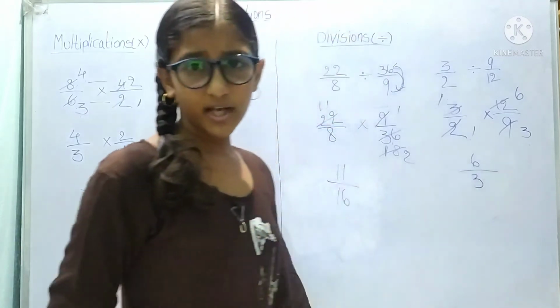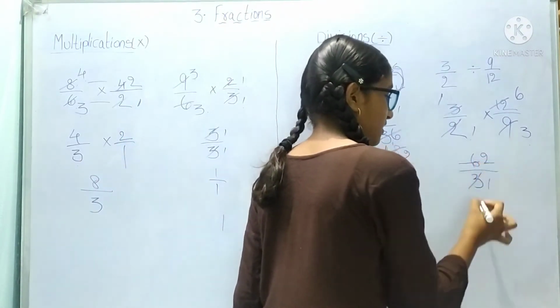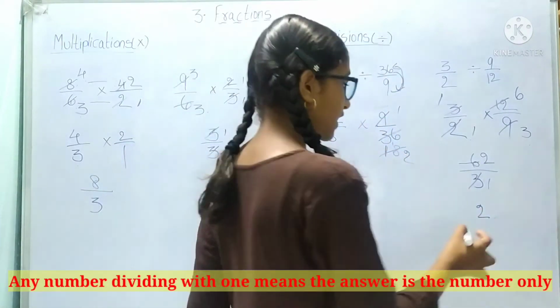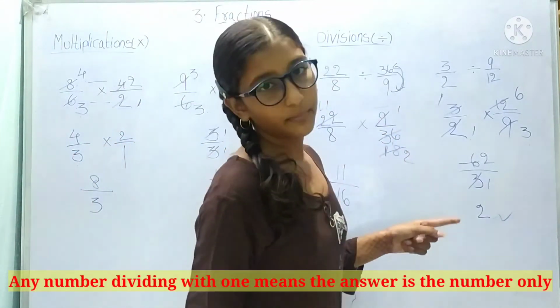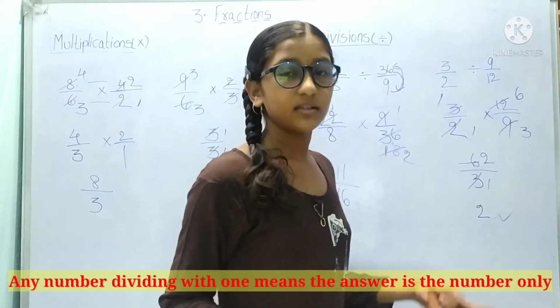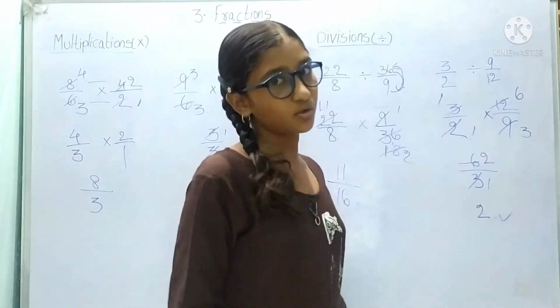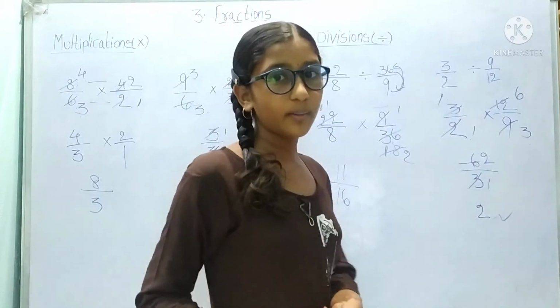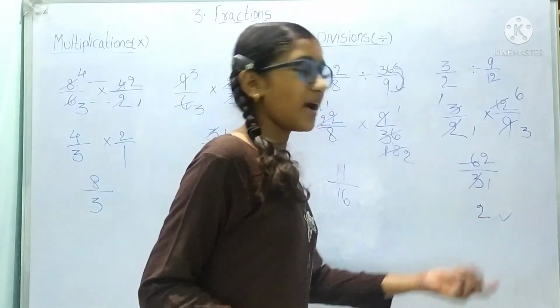Again we can cancel here: 3 ones are 3, 3 twos are 6. So 2 by 1 means 2 only. So the answer is 2, simple. Any number divided by 1 is that number only. Suppose 2 divided by 1, the answer is 2 only. Suppose 28 by 1, then 1 twenty-eight is 28. So it will cancel and again come as 2.